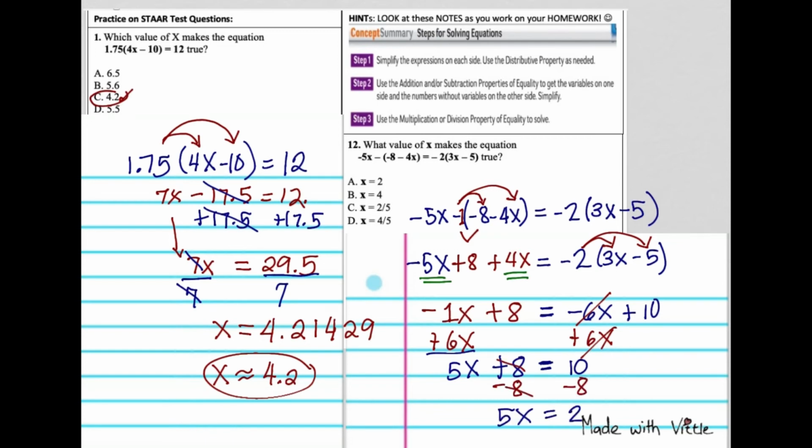Now you have monomials on both sides. You know this is multiplication between, so you go ahead and cancel that 5 by dividing by 5. So it turns into just 1x. So the answer is 2/5 or 0.4 as a decimal.